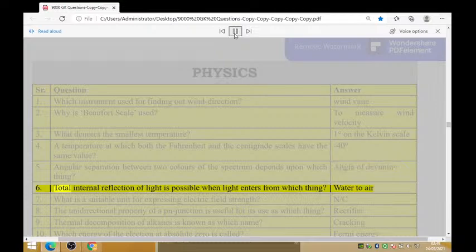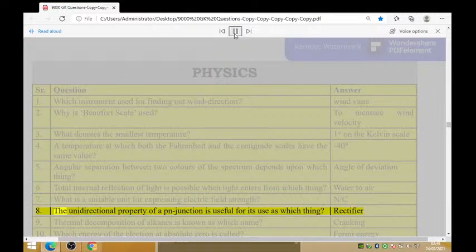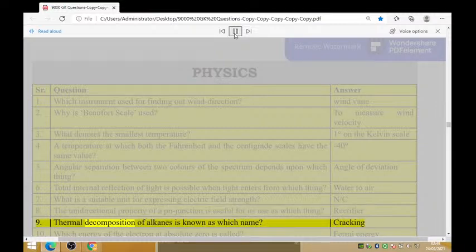6. Total internal reflection of light is possible when light enters from which medium? Water to air. 7. What is a suitable unit for expressing electric field strength? NC. 8. The unidirectional property of a p-n junction is useful for its use as which thing? Rectifier.